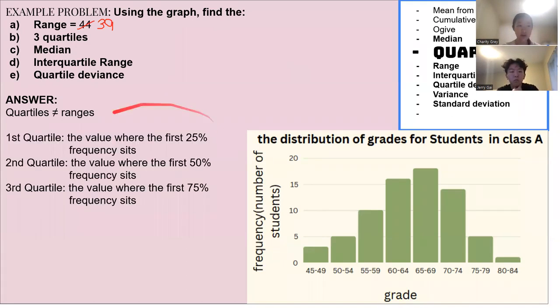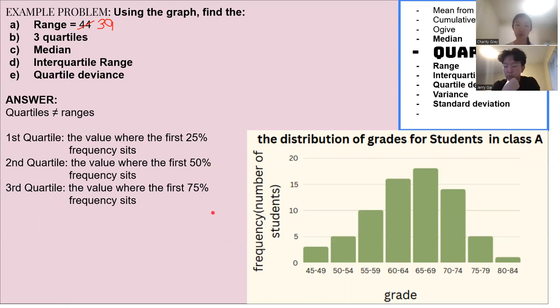Here's your first hint. The first quartile is the value where the first 25% of the frequency sits. The second quartile is where the first 50% of the frequency sits. And the third quartile is where the first 75% of the frequency sits. Now that you have your hints, please pause the video and try again. The solution will be after this.